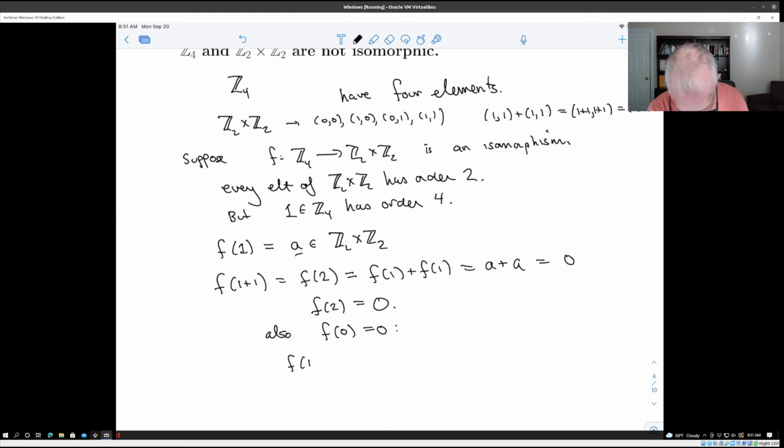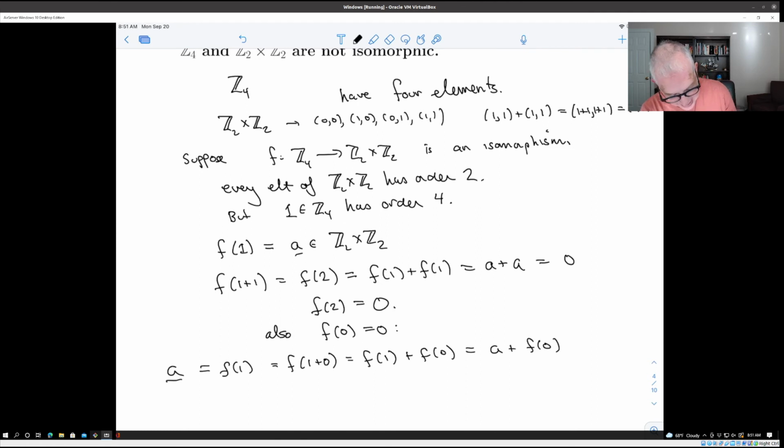f of 1 plus 0 is equal to f of 1 plus f of 0. This is equal to f of 1, which is a, and this is therefore equal to a plus f of 0. And if a equals a plus f of 0, whatever this is, we could maybe say I'm proving this fact. Since I'm in a group, if I have the equation a equals a plus f of 0, I can cancel the a's and conclude that f of 0 equals 0.